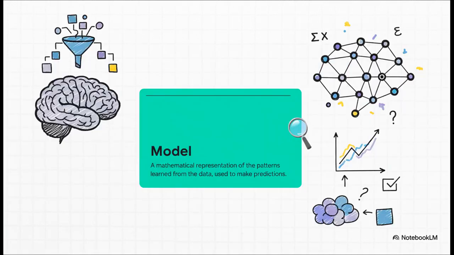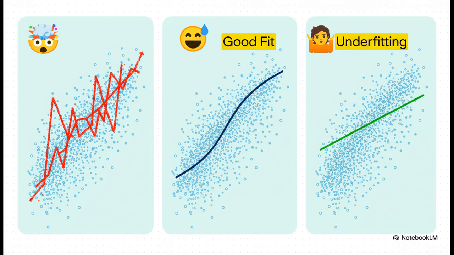And the thing you get at the end of that whole process is called a model. You can just think of it as the digital brain. It's a complex mathematical thingy that has basically stored all the patterns it learned from the data, and now it's ready to make predictions. But making that brain is a very tricky balancing act.